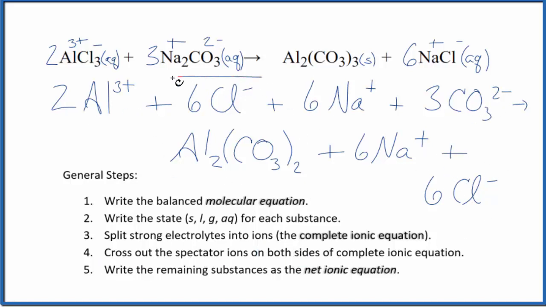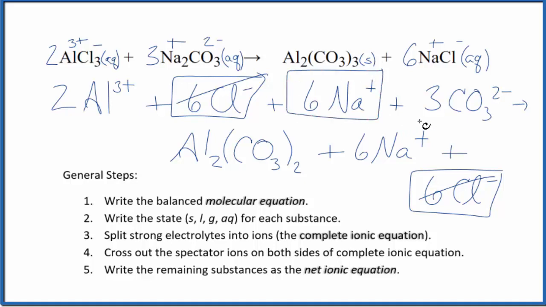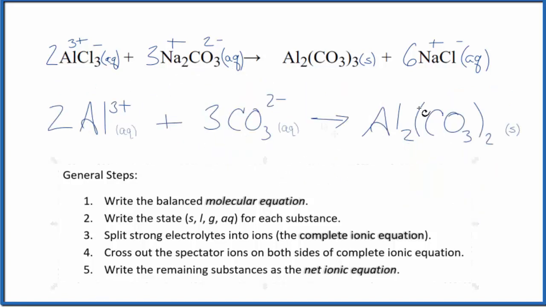So I can see in the reactants 6 chloride ions. I also have that in the products. These are spectator ions. We cross those out. Reactants and products. Cross those out. And what's left, this is the net ionic equation for AlCl3 plus Na2CO3. I'll clean this up, write the states. We'll have our net ionic equation. So this is our balanced net ionic equation.